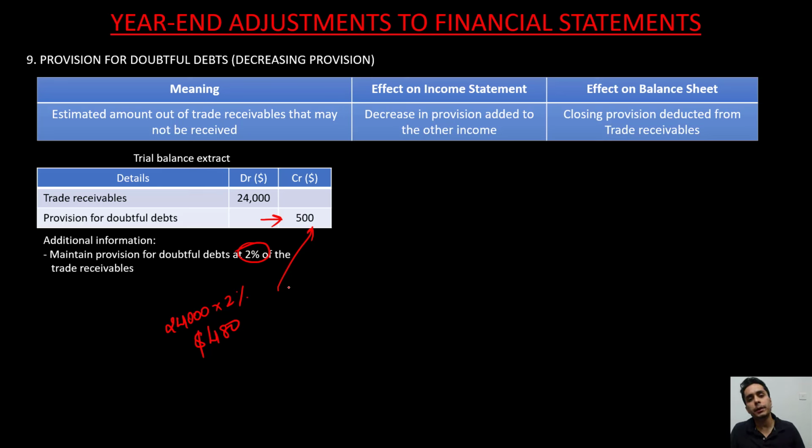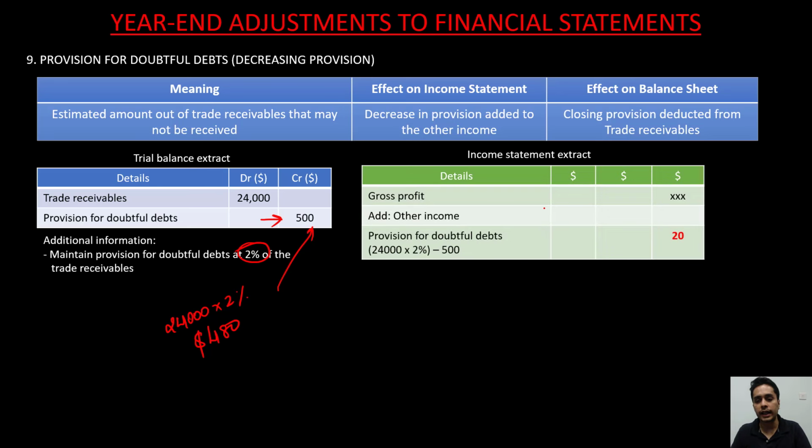So when I wanted to create provision for doubtful debts, or when I wanted to increase provision for doubtful debts, I charged that amount as an expense in the income statement. Now when I don't want the provision for doubtful debts, I want to reverse it. I want to reduce the provision for doubtful debts. Obviously, that amount will be treated as other income. And hence in the income statement, we've shown this amount as other income, the reduced amount of $20.